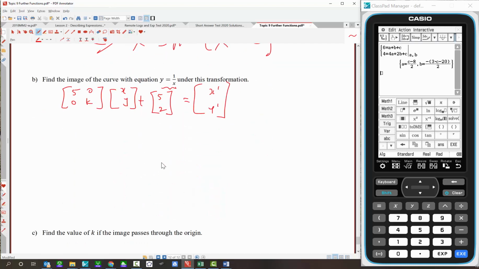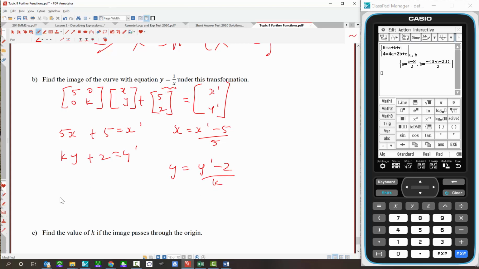All right, so the aim will be now to get this out of matrix form. So I'm just going to use matrix multiplication, which is 5x plus 5 equals x dash, and ky plus 2 equals y dash. All right, so I want to sub for y and x. That means I need to make x and y the subject, not x dash. So I'm going to go and say x is equal to x dash take 5 on 5. And y is equal to y dash take 2 over k.